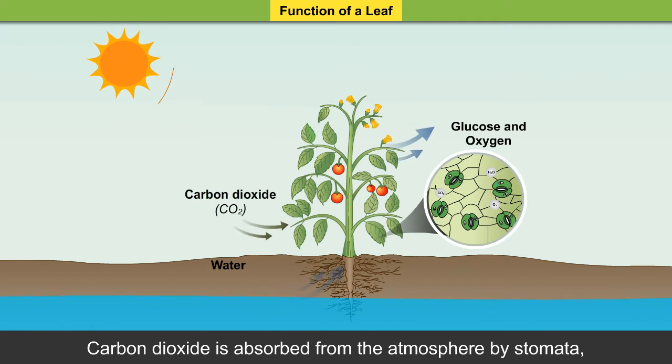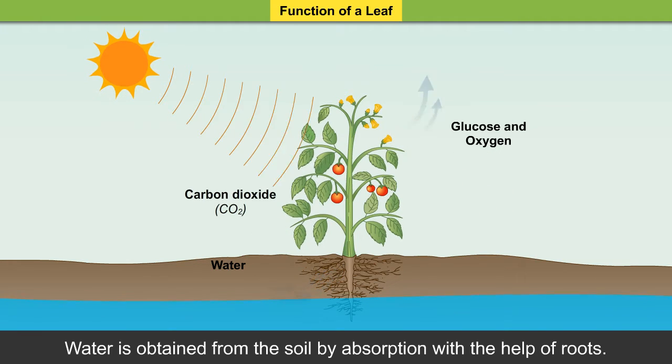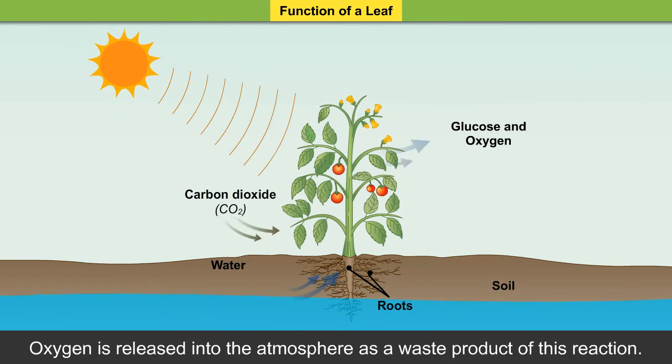Carbon dioxide is absorbed from the atmosphere by stomata by the process of gaseous exchange. Water is obtained from the soil by absorption with the help of roots. Oxygen is released into the atmosphere as a waste product of this reaction.